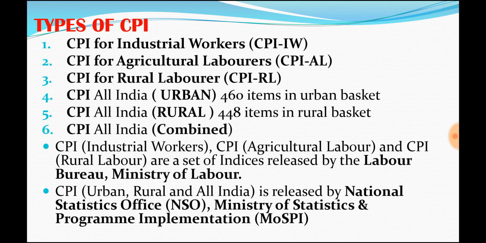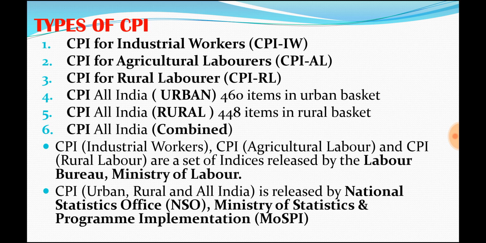So the consumer price index, there are different types of consumer price index released. At present, 6 types are released. They are the consumer price index for industrial workers, consumer price index for agricultural laborers, consumer price index for rural laborers, consumer price index for urban, consumer price index for rural, and consumer price index combined urban and rural. So this is how 6 types of consumer price index are released.